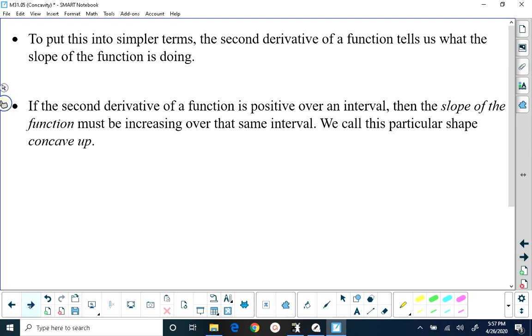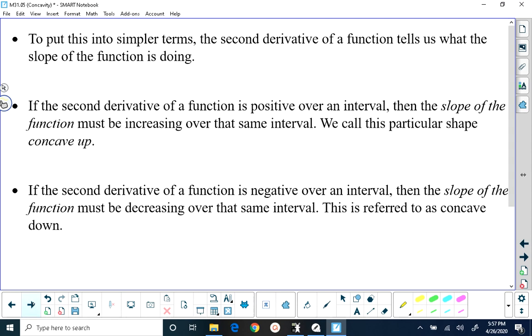What that means specifically is that if the second derivative is positive, then the slope is increasing, because the second derivative is the derivative of the slope. So if the derivative of the slope is positive, the slope is increasing. Similarly, if the second derivative happens to be negative, since the second derivative is the derivative of the slope, if the second derivative is negative, then the slope must be decreasing. And you may have to read over these two statements a few times to appreciate them.